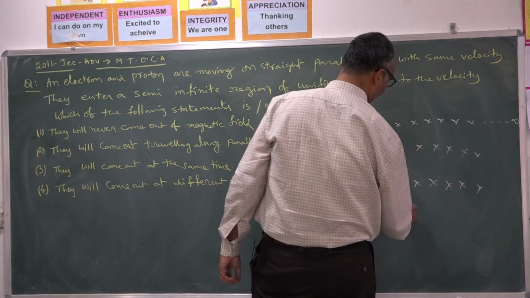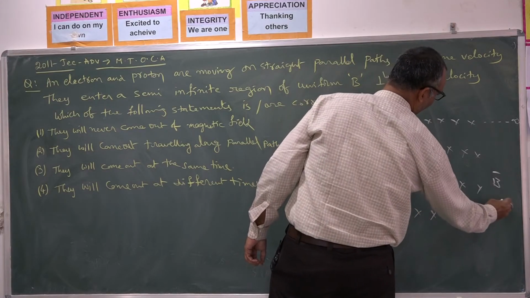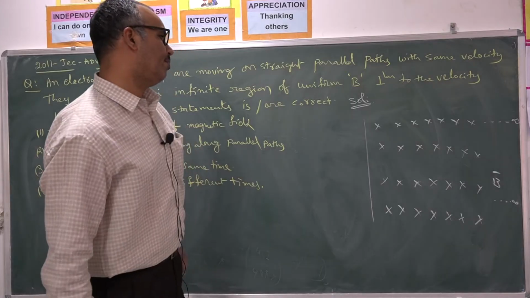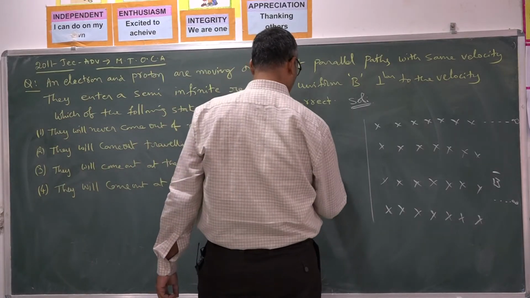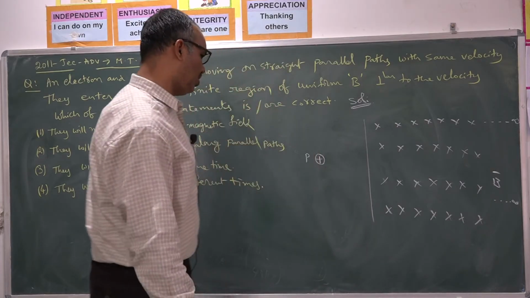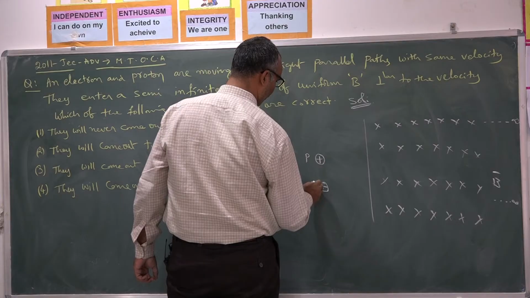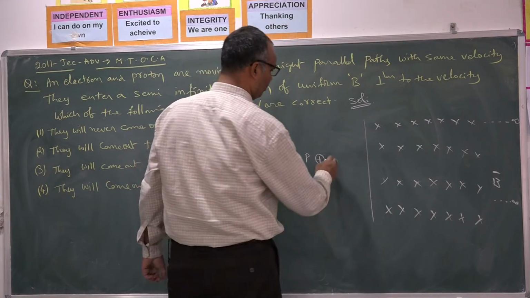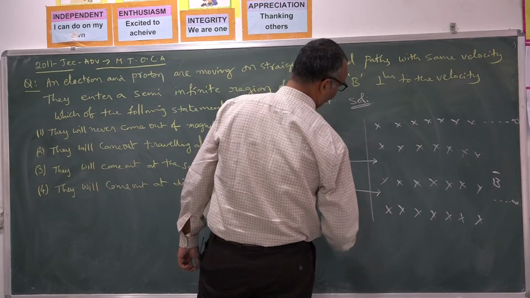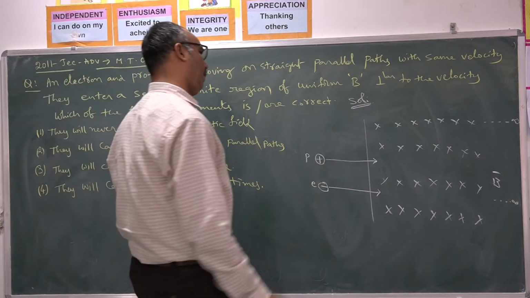Here the magnetic field is into the paper, extended up to infinity. The two particles entering are, one is a proton with positive charge, another one is an electron with negative charge. Both are entering into the field with the same speed.